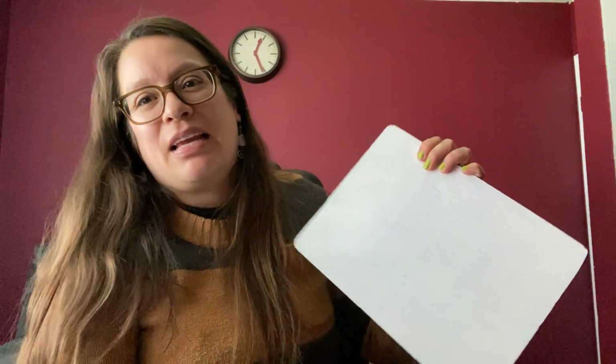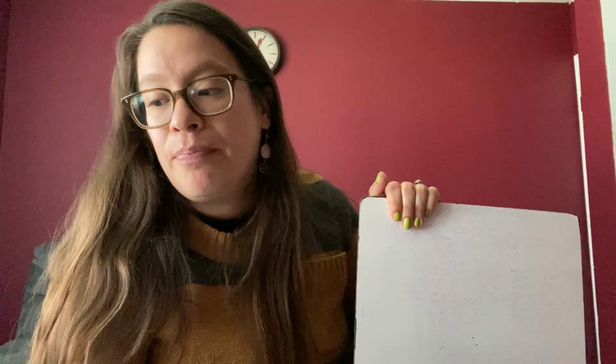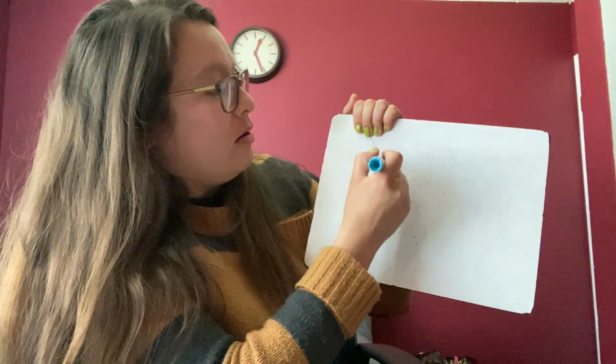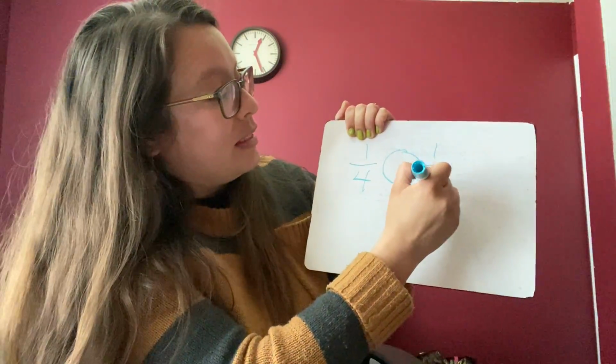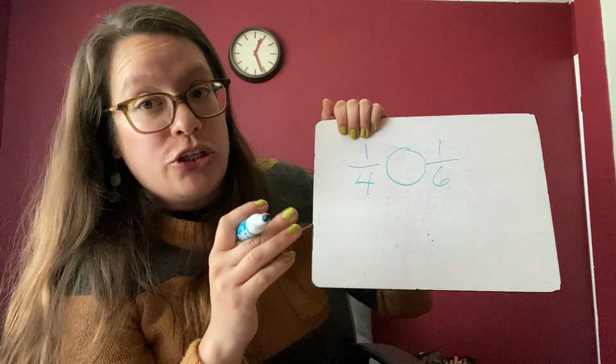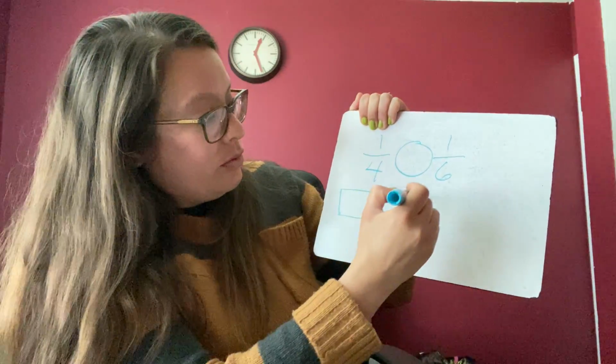All right. Welcome back. Number 7 says, compare these fractions. Draw and shade 2 congruent rectangles to show the comparison. So that would be 1/4 compared to 1/6. So you have to draw and shade 2 congruent shapes. I'm going to do rectangles.